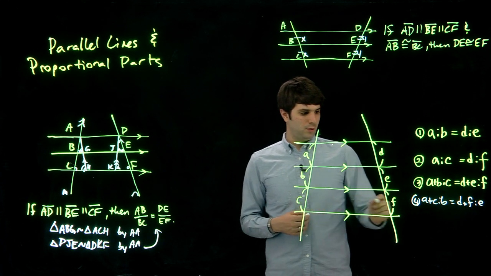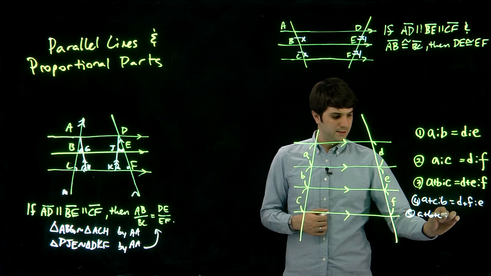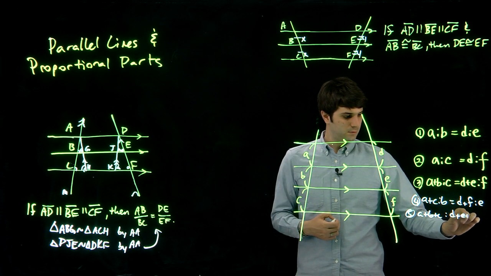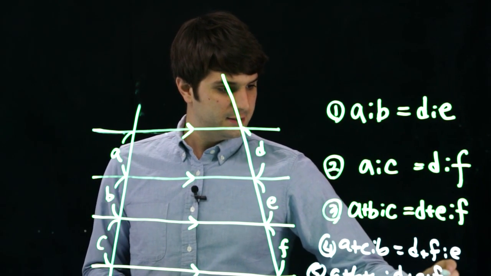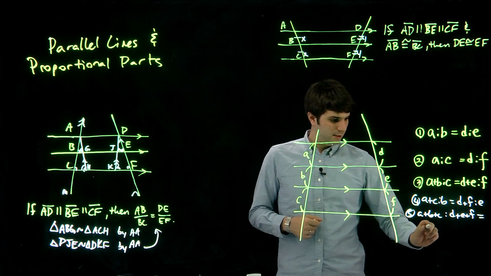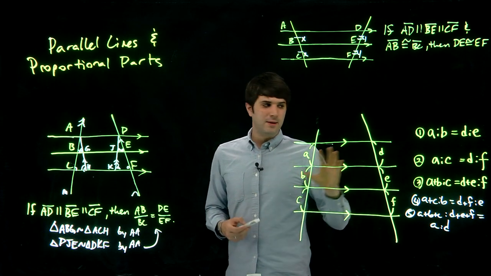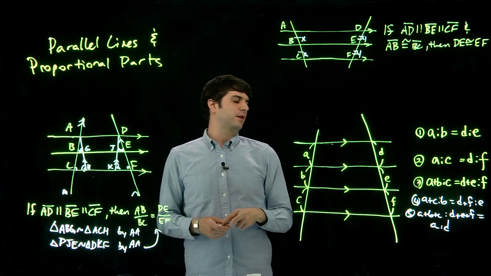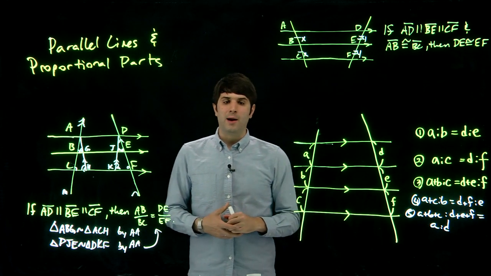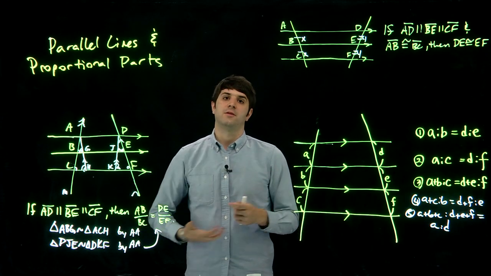We can do, for example, A plus B plus C is proportional to D plus E plus F, which is equal to any of these. You could say A to D, for example. So there are many proportions that you can write here. There are probably more than 10, but I won't go over all of them. But this logic uses all of this stuff we've talked about.